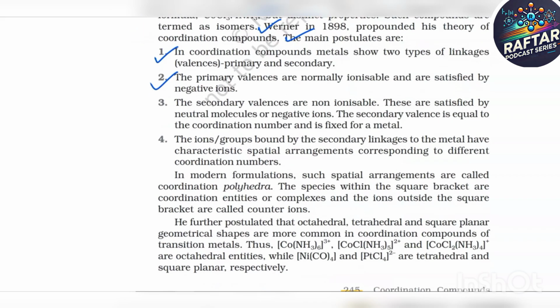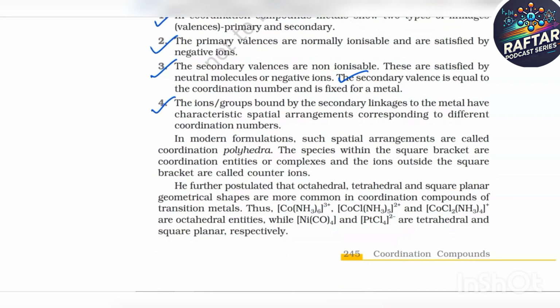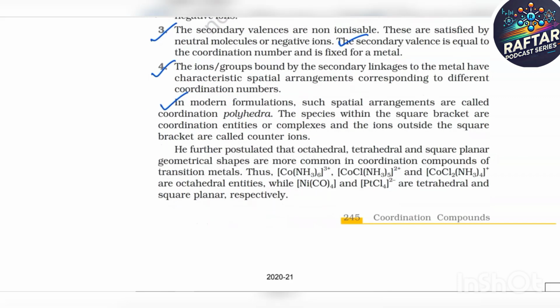The secondary valence is equal to the coordination number and is fixed for a metal. The ions or groups bound by the secondary linkages to the metal have characteristic spatial arrangements corresponding to different coordination numbers. In modern formulation, such spatial arrangements are called coordination polyhedra. The species within the square bracket are coordination entities or complexes, and the ions outside the square bracket are called counter ions.